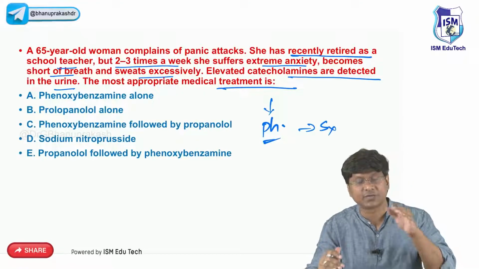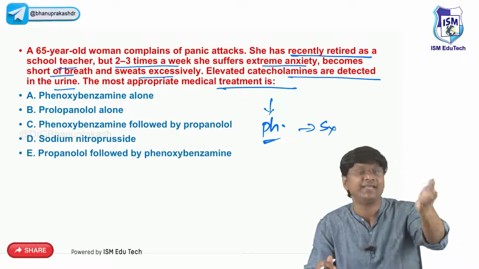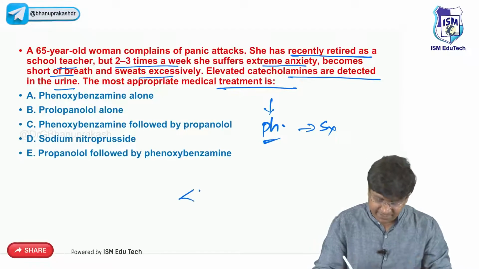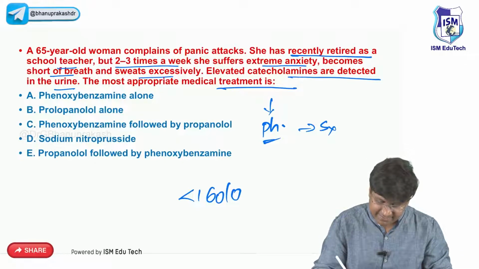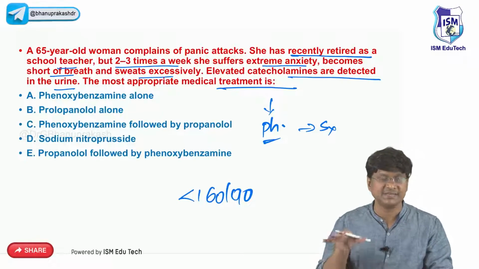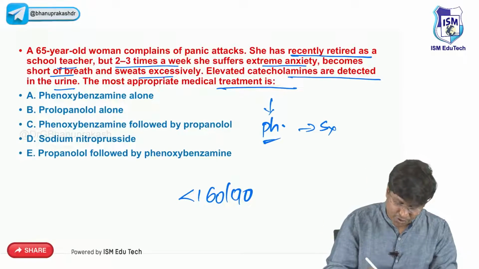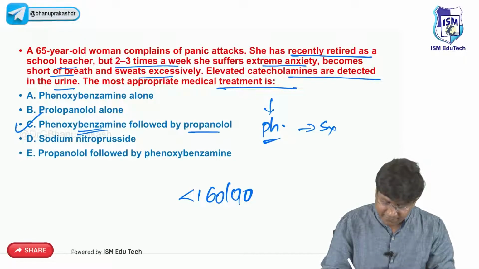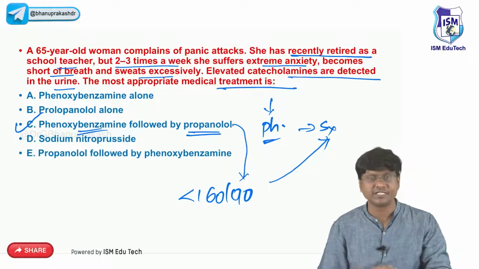But the point is that whenever the blood pressure is on the higher levels, then we don't do surgical resection until the blood pressure is achieved less than 160 by 90 millimeters of mercury. So to achieve the blood pressure of less than 160 by 90, what do you need to do? You need to give the alpha blocker first, that is phenoxybenzamine, followed by propranolol. Once you achieve this blood pressure, then you need to do surgical resection.